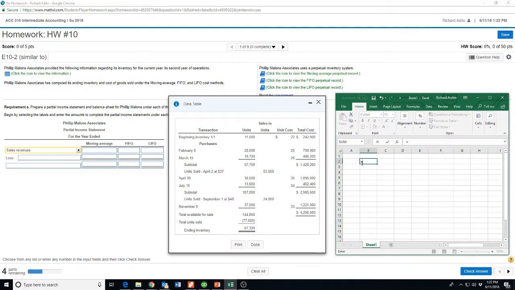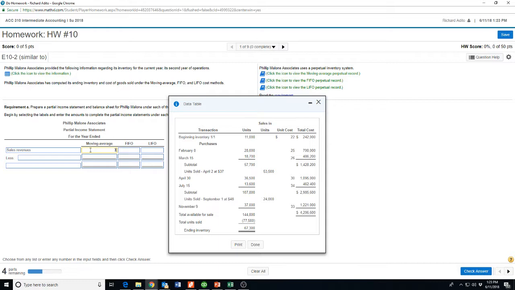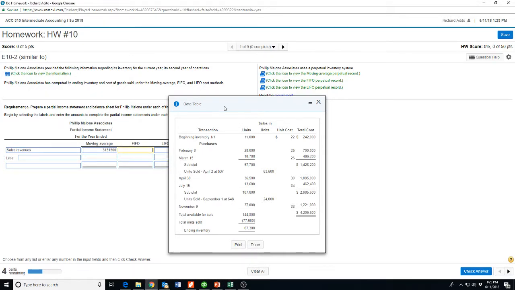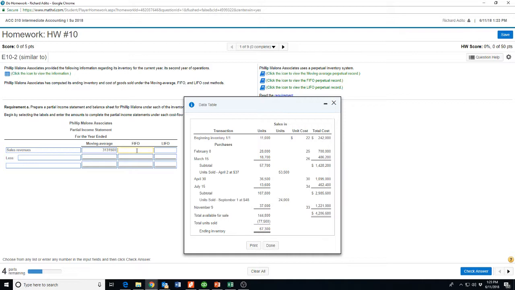So we have 53,500 units sold at $37 a piece, and we have 24,000 units sold at $48 a piece. If we add that together, we end up with $3,131,500 for our sales revenue, and that should be the same for every single method because the sales revenue is not going to change for the inventory method. So we can put that in each one of these.